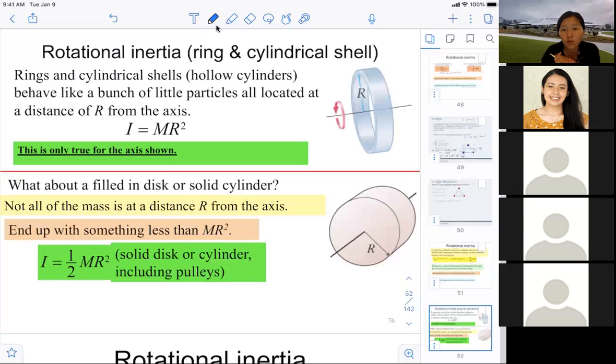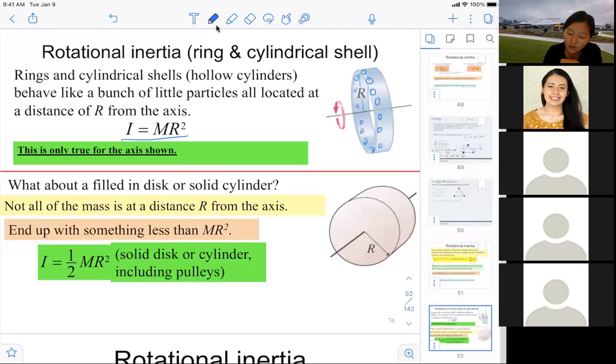So let's start with a ring. You can see the rotational inertia for a ring is the same as a point, simply mr squared. And why is that? This is a continuous distribution. I can break it up into very little chunks. A ring is like many little masses all around.